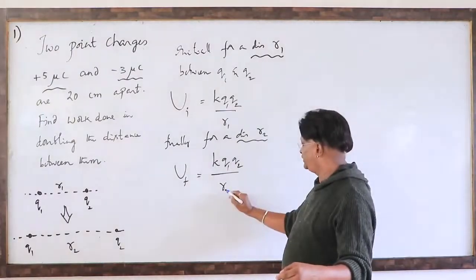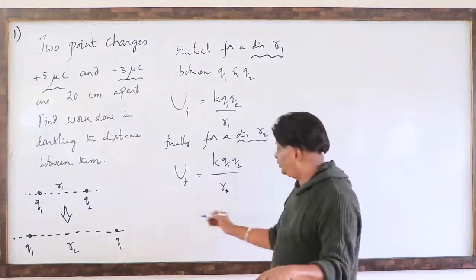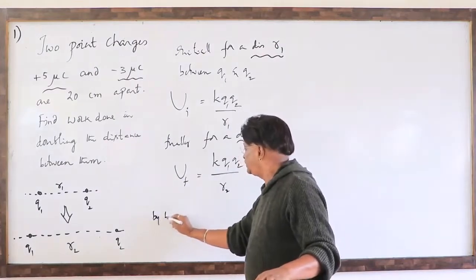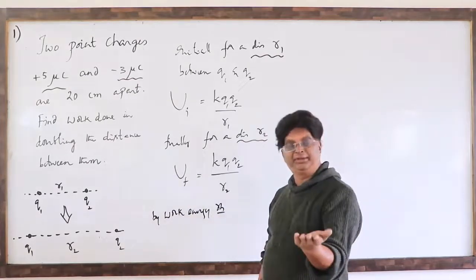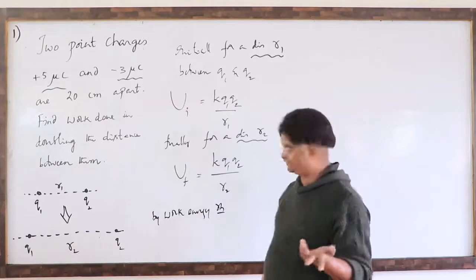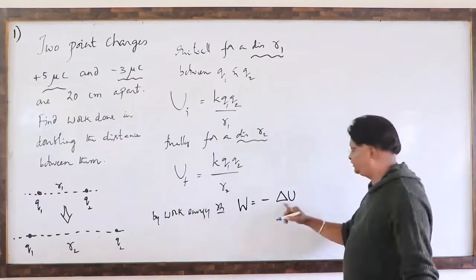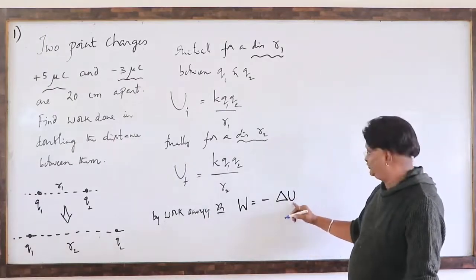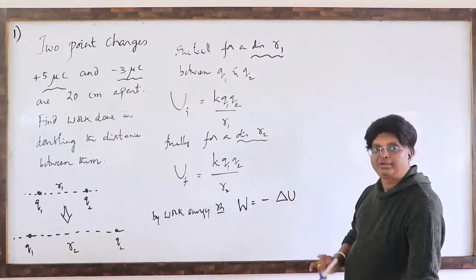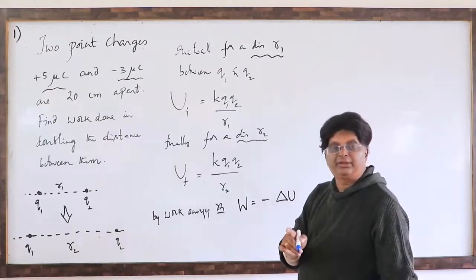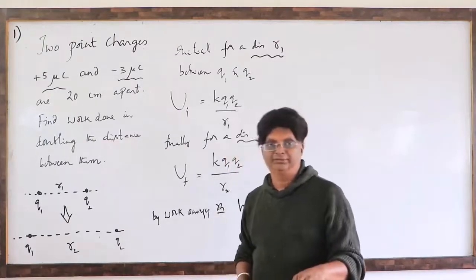I repeat, the change can be either an increase in the distance or a decrease in the distance. Now what is it that I require? Now by the work energy theorem, in fact this is what we did earlier also in about 1.5 hours of discussion, work done W is equal to minus delta U. You remember, delta is a change in potential energy, minus delta U. This negative sign is important. If we don't consider it, the answers will differ, whether it is minus 5 units of work or plus 5 units of work.